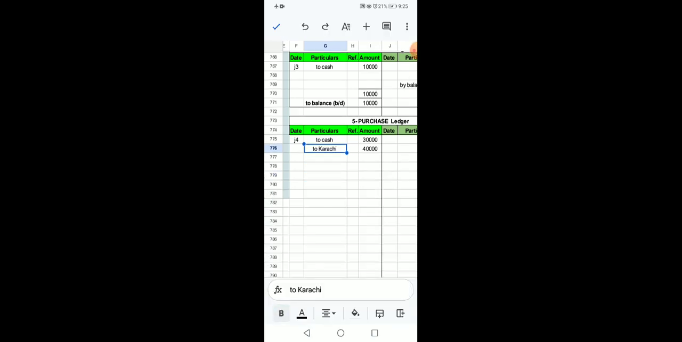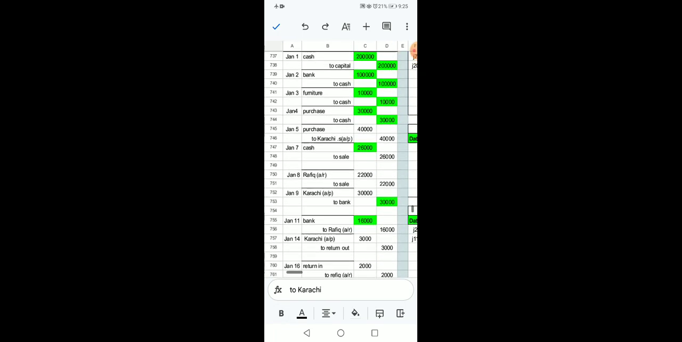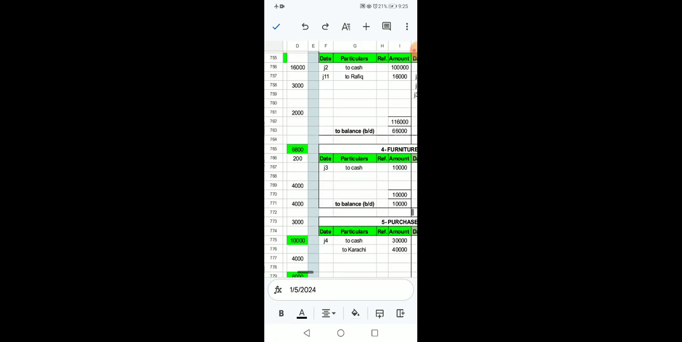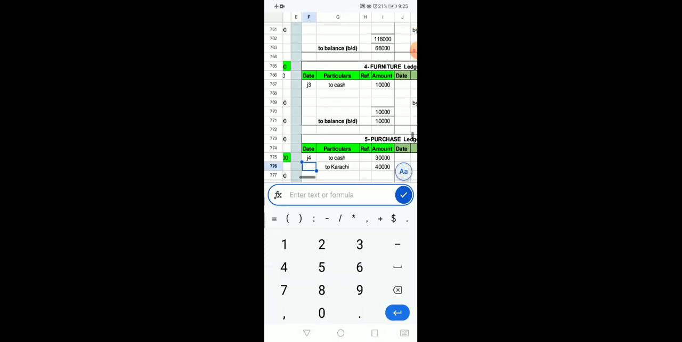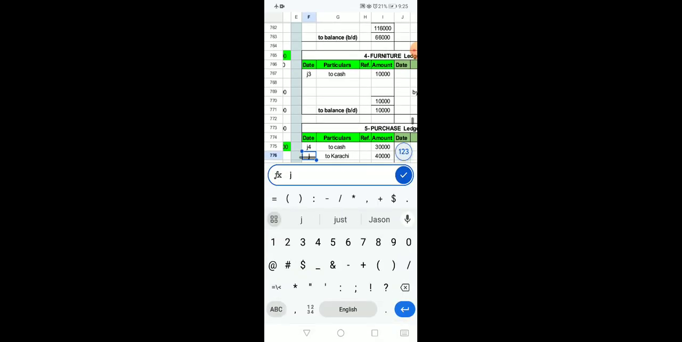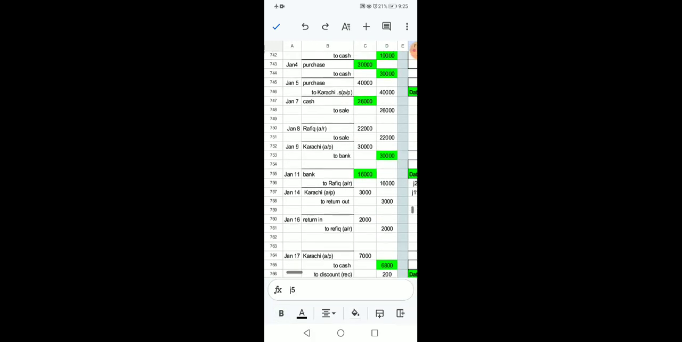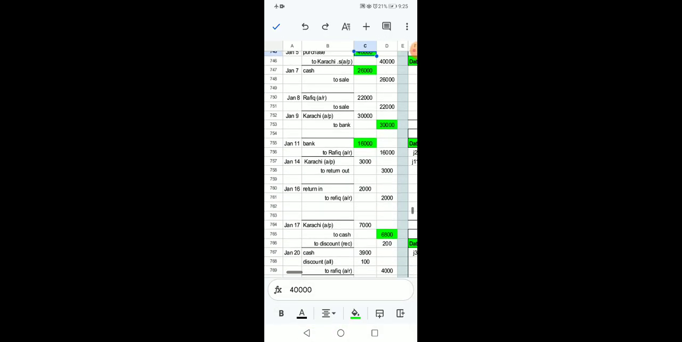Okay, and see 40,000, the date is January 5. Put the date January 5 in the date column. This way you have posted the January 5th entry, and in the January 5th entry you were making the ledger of purchase. That means this 40,000 has been posted, completed, mark it as done. Now we are going to see if purchase is present in any other entry. Yes, we have seen this purchase on January 22nd.